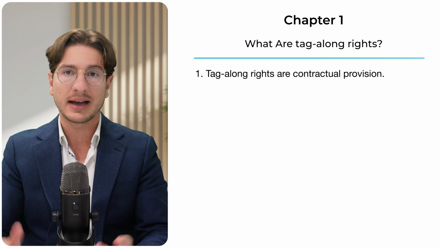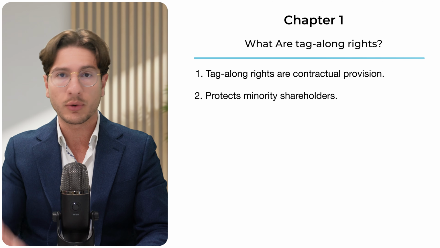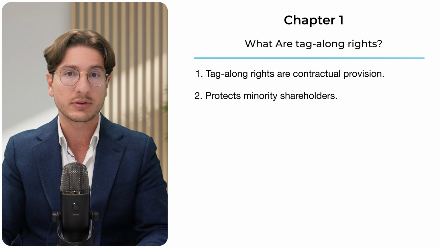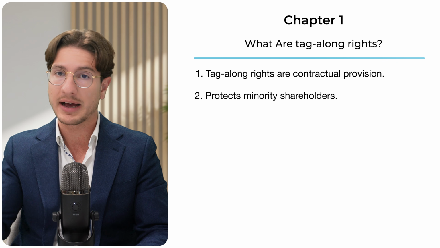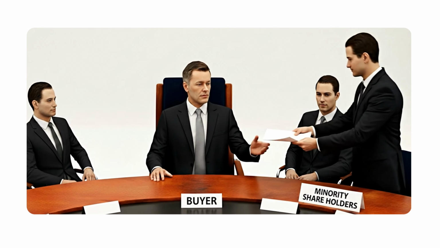In short, tag-along rights are contractual provisions that aim to protect minority shareholders when majority shareholders have been offered to sell their shares to a third-party buyer. The way these provisions work is that minority shareholders can tag along and request that the buyer also offer to buy their shares on the same terms as the majority shareholders. Effectively, they would like to tag along and also sell their shares to that buyer.